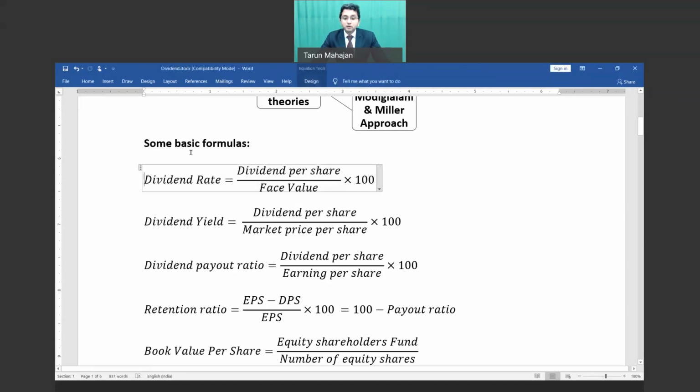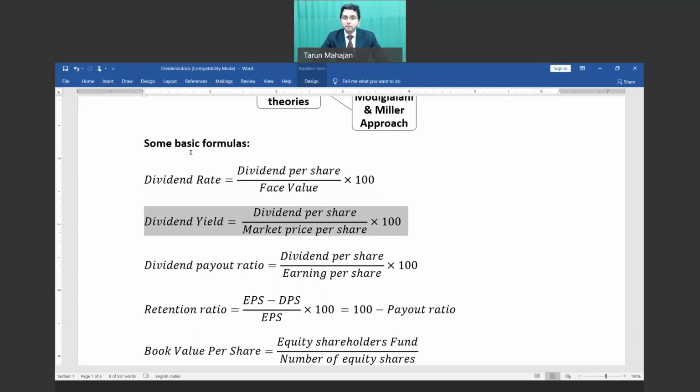Okay, so some of the basic formulas you need to know before you proceed. Dividend rate is equal to dividend per share divided by face value per share. But dividend yield is dividend per share divided by market price per share. Dividend payout ratio is dividend per share divided by earning per share. You know what is the difference between dividend rate and dividend yield? Dividend rate is dividend per share upon face value per share. And dividend yield is dividend per share divided by market price per share.